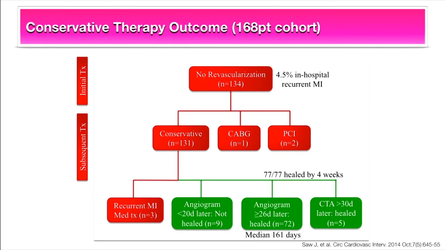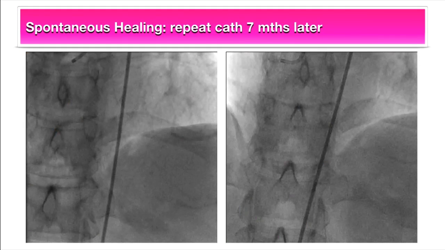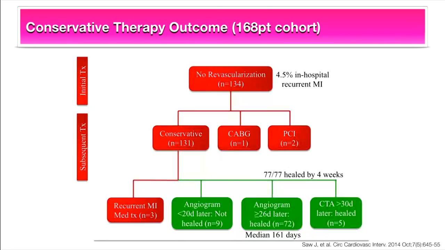On the other hand, among patients treated conservatively, 4.5% had recurrent MI in the hospital, and half of these were treated conservatively without issues. Two required PCI, which failed, and one required CABG. But the majority of patients did well.